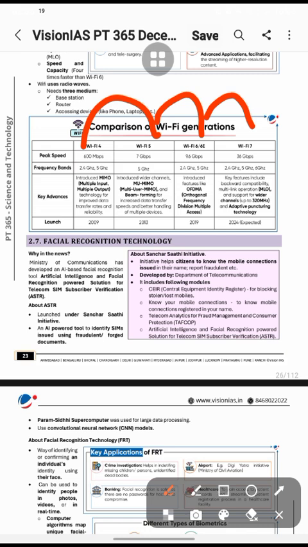Wi-Fi 7 and earlier generations: orthogonal frequency division multiple access, and MIMO, which is multi-user MIMO beamforming, came in 2013. Wi-Fi 5 and 6 came in 2019 with orthogonal frequency division multiple access and MLO, a wider channel, and adaptive puncturing technology, which is Wi-Fi 7.